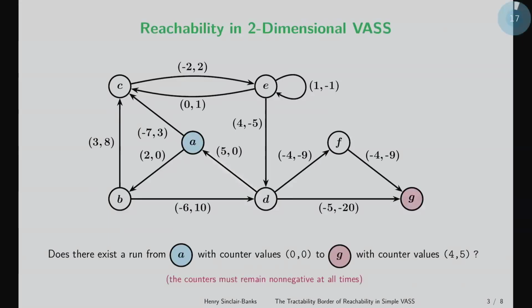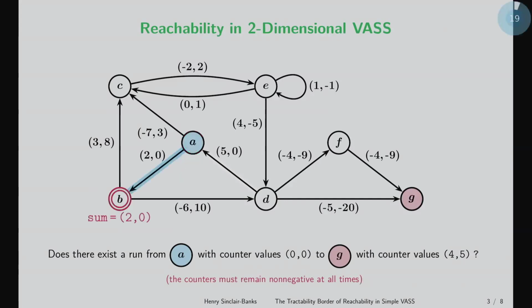And the question I care about is reachability. I'd like to know from some initial configuration, so imagine this blue node A with counter values 0, 0, whether I can reach some target node G with counter values 4 and 5. And the important detail is that the counters must remain non-negative at all times. It's not a particularly big instance, but I don't know if anyone's solved it yet. It's very carefully chosen, so it's probably a positive instance, and sure enough it is.